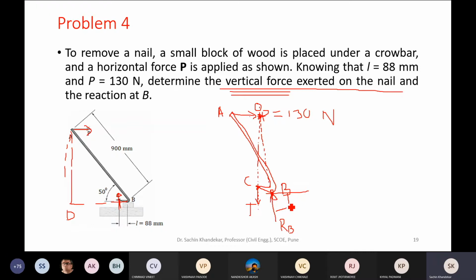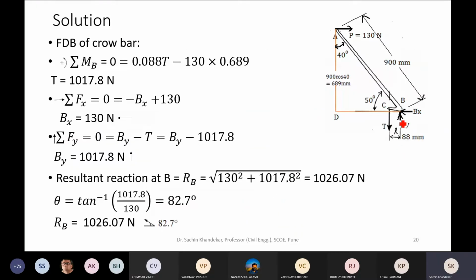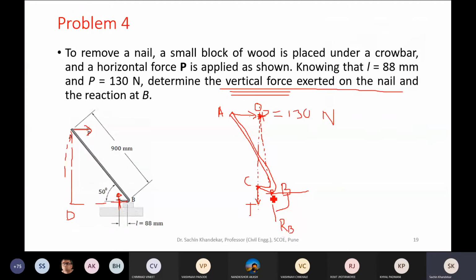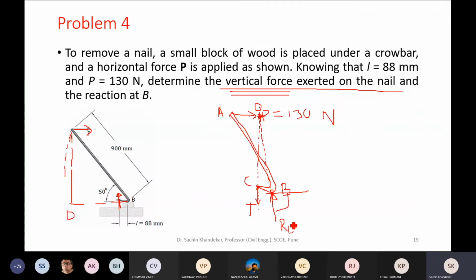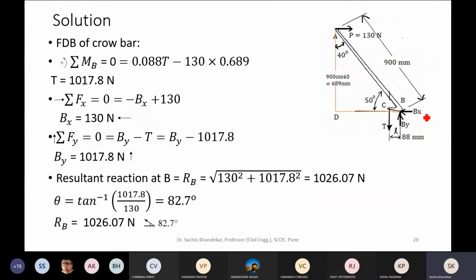The other way is, instead of showing RB as a single force, I will resolve this RB into two components, which I have shown here. Instead of showing only one resultant reaction at B, I have shown two. I have resolved RB into two rectangular components, one along the x-axis and second along the y-axis, which are Bx and By. Then you apply the conditions of equilibrium.